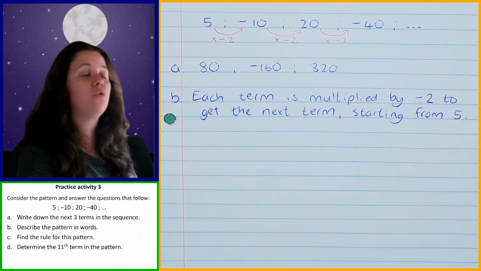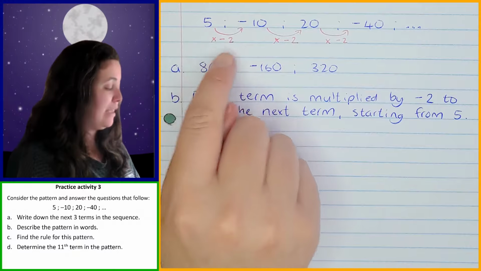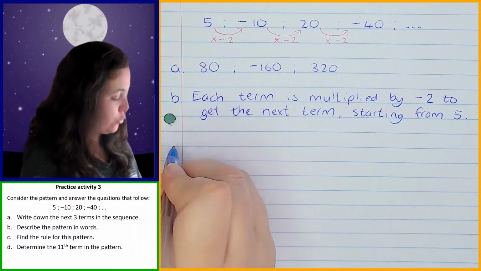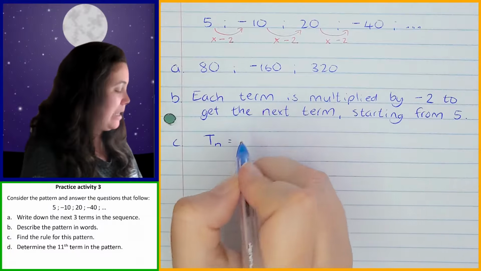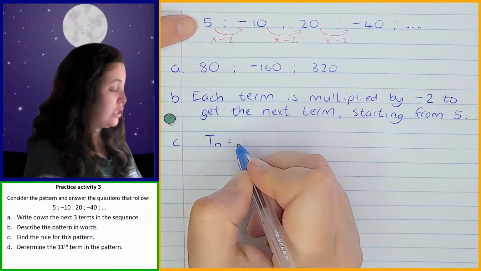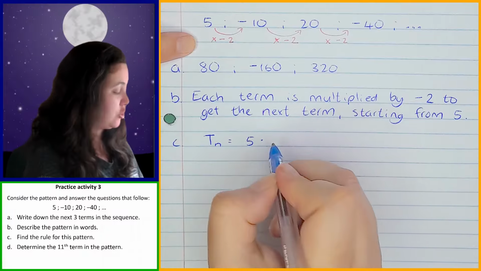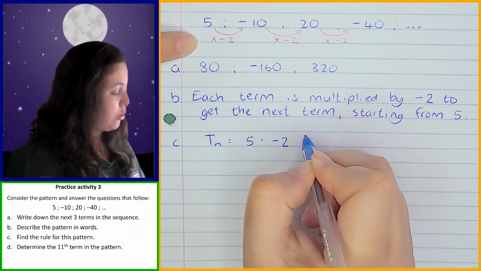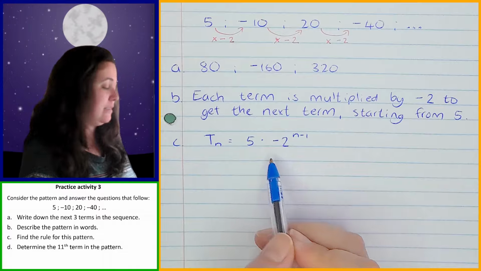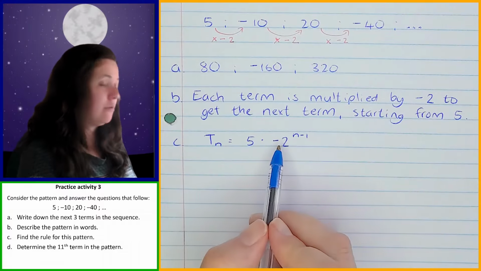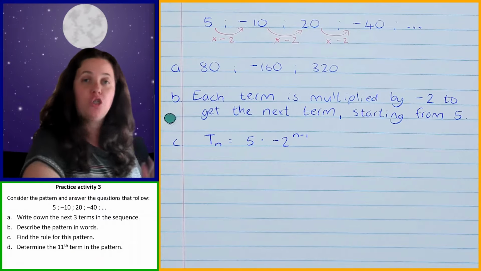Next, we have to go and find the rule for this pattern. So the rule is going to be working with our first term and our constant ratio. So for question C, we have Tn is equal to, and then our starting number is 5, multiplied by the constant ratio, which is negative 2, to the power of n minus 1. But now I have a problem, because if I just write it like that, then this is not negative 2 to the power of n minus 1. It's just negative, and then 2 to the power of n minus 1.